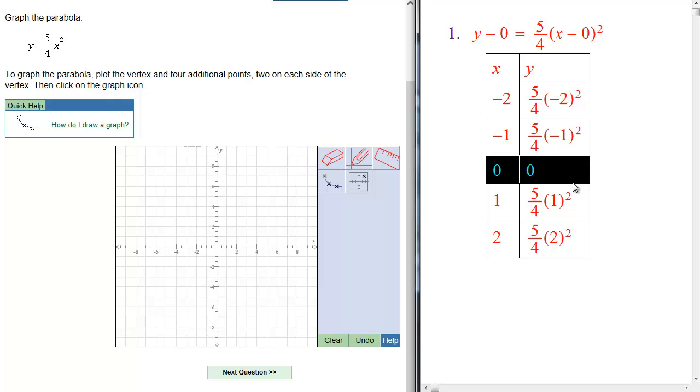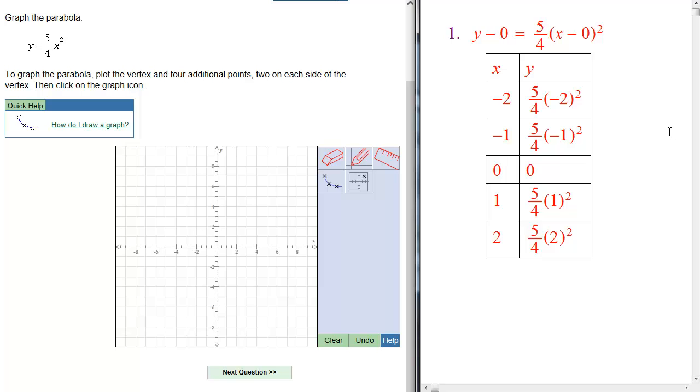They're saying plot 4 additional points, 2 on each side of the vertex. So let's pick -2, -1, 1, and 2. So 5/4 times -2 squared, that's what you want to compute. Pause the video and compute the points over here, and then we'll plot them.